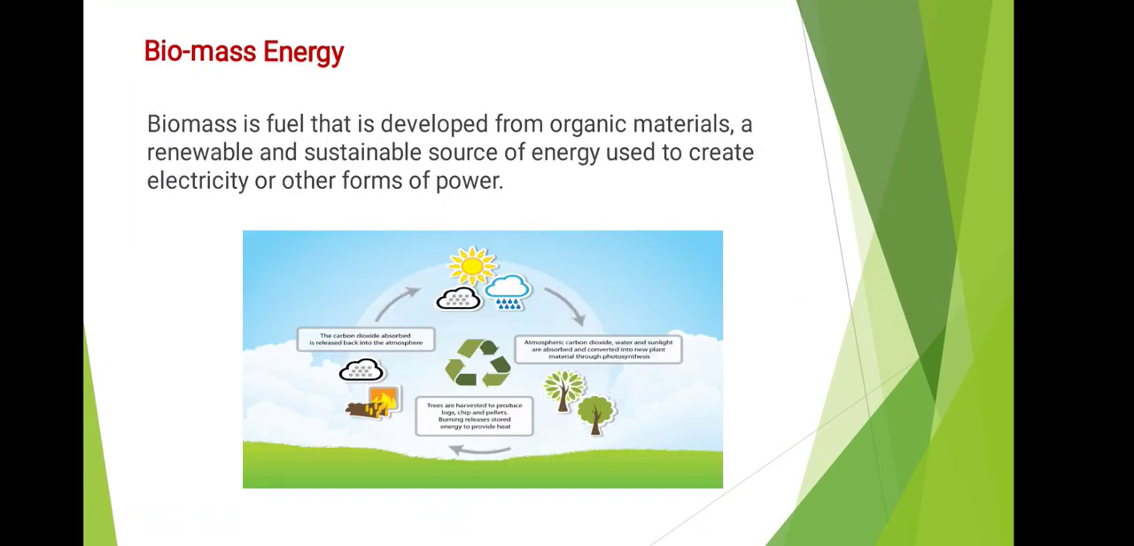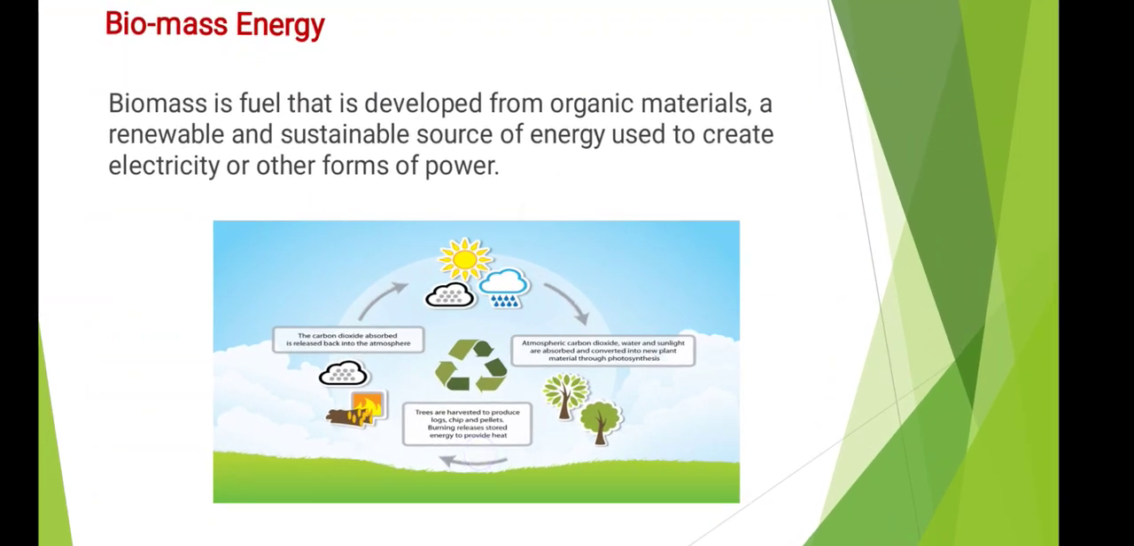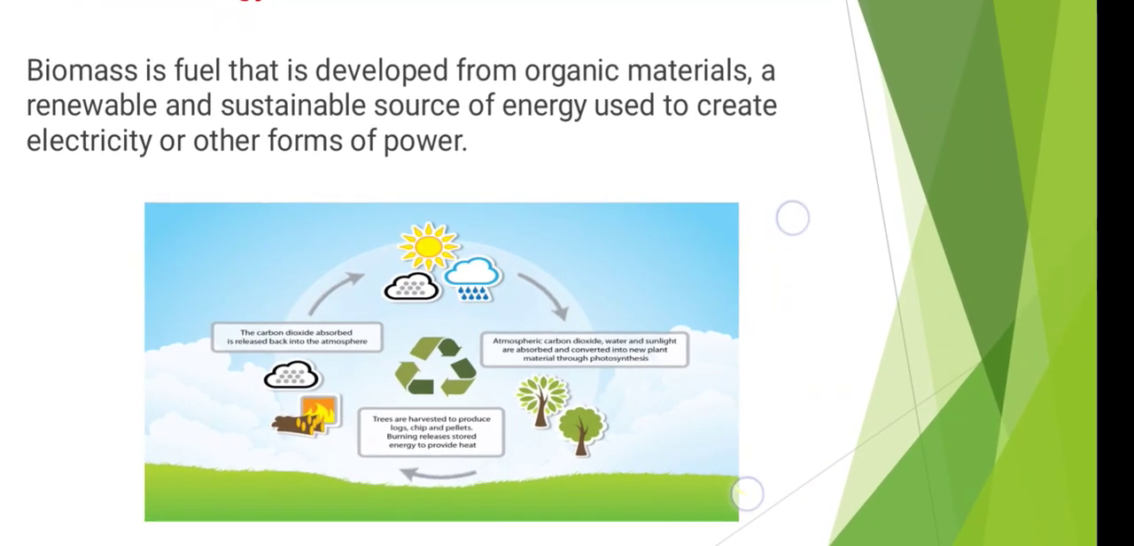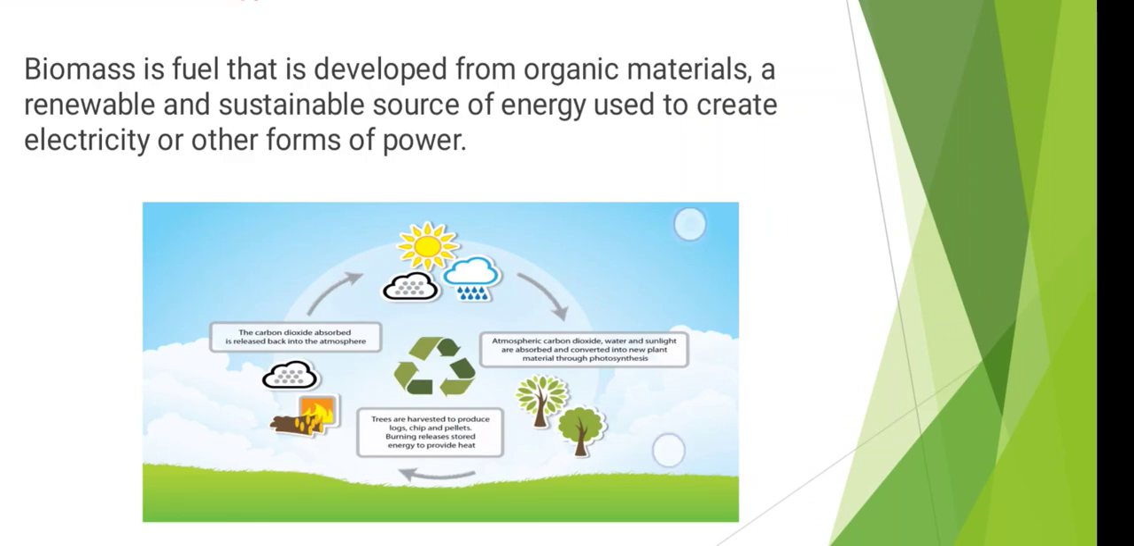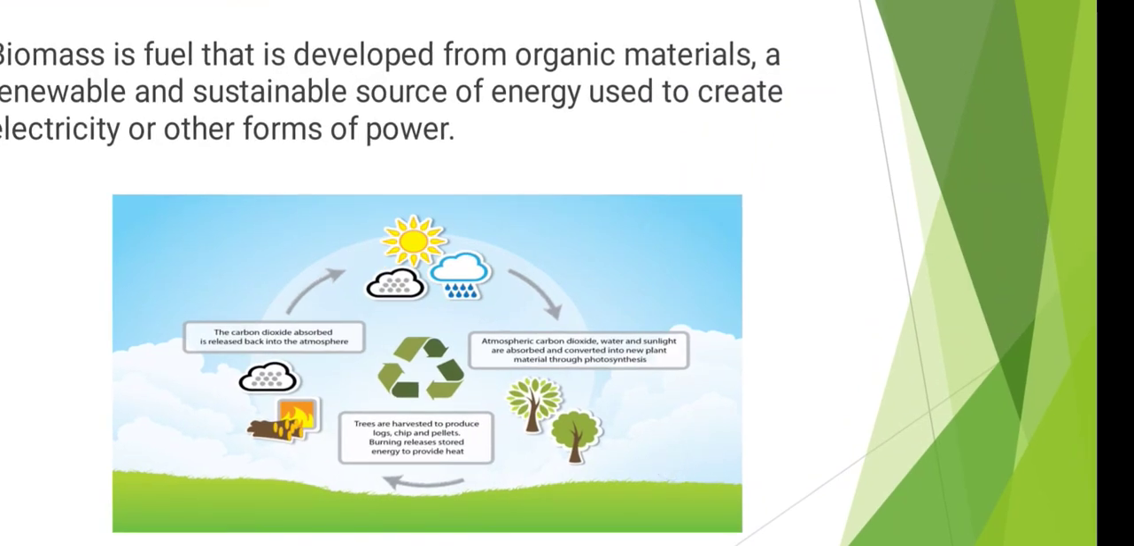Biomass energy. Biomass energy is the energy generated from organic materials such as dead leaves, agriculture waste, and garbage. Either we can decompose it, or we can directly burn it to produce energy, and which does not add carbon dioxide to the environment. This carbon dioxide is again absorbed and converted into new material through the photosynthesis process.